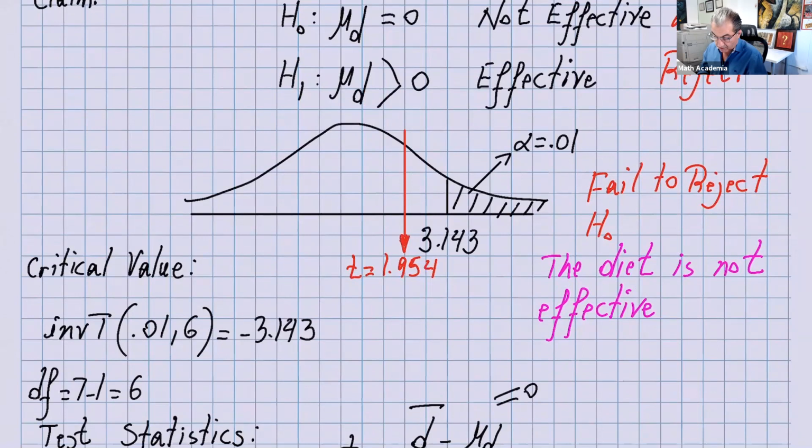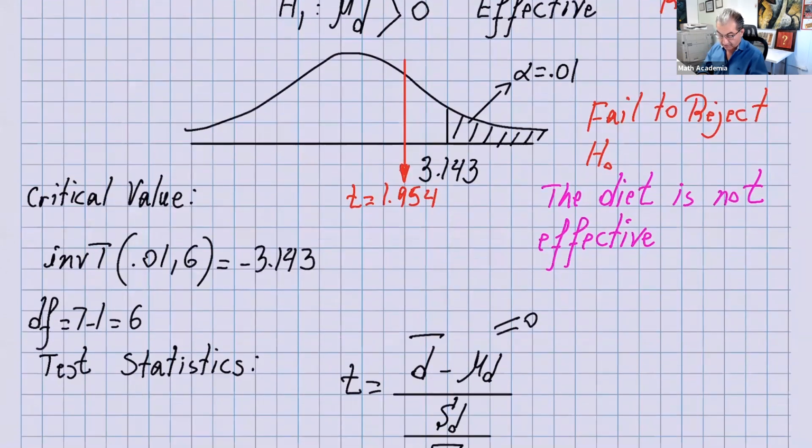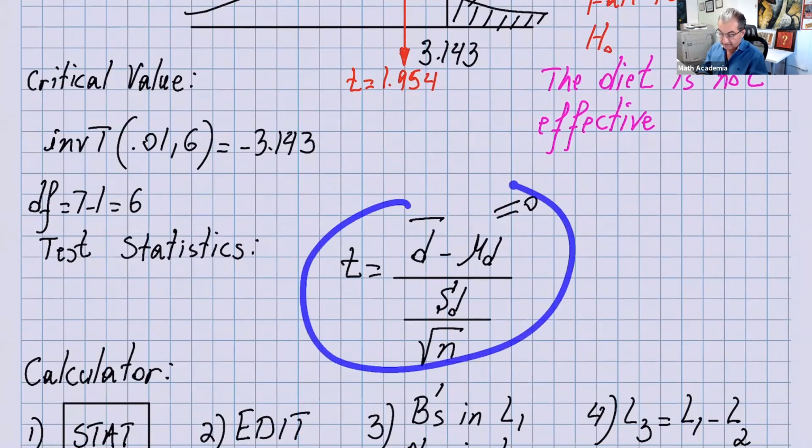Inverse T 0.01, because it's one tail, and you put 6, the degrees of freedom is 7 minus 1, which is 6, and you get negative 3.143. So you take the positive one because it's a right tail test. Test statistic is the same.